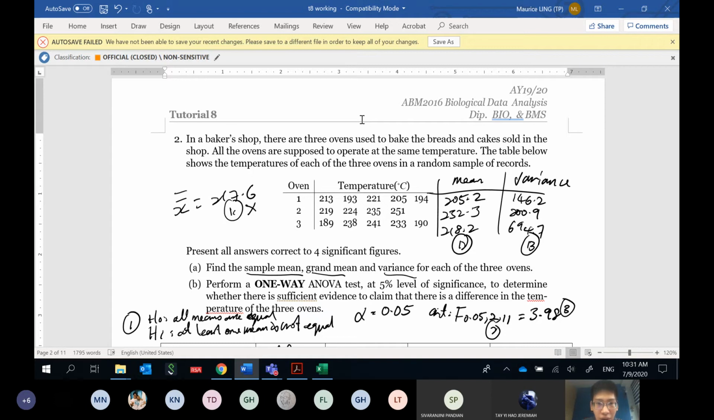Correct, because I already told you this 215.2 comes from 5 numbers, this 232.3 comes from 4 numbers, and this 281.2 comes from 5 numbers. So the weightage of the means are different. That is why you cannot take the average of the three means. Instead, you have to take the actual average of all the 11 numbers.